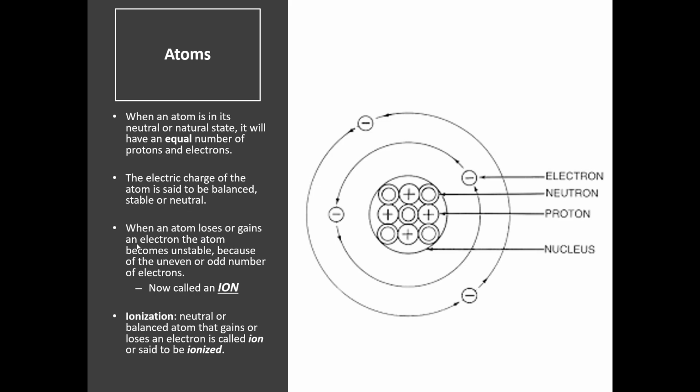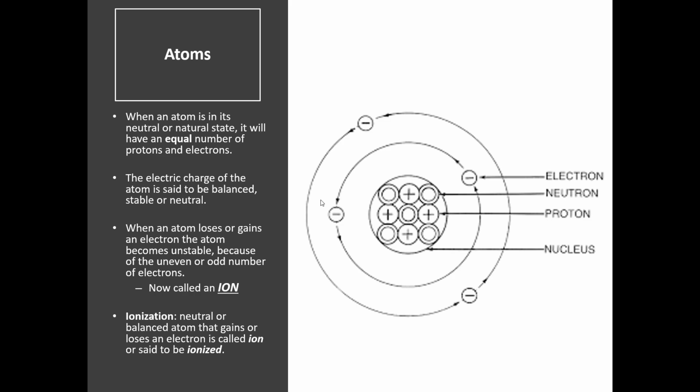When an atom loses or gains an electron, and we only say loses or gains an electron because that's typically how this works. We generally don't change the amount of protons or neutrons because that can significantly change the way that the atom functions. So we talk about losing electrons to generate ions. So when an atom loses or gains an electron, the atom becomes unstable because of the uneven or odd number of electrons. It is now called an ion.